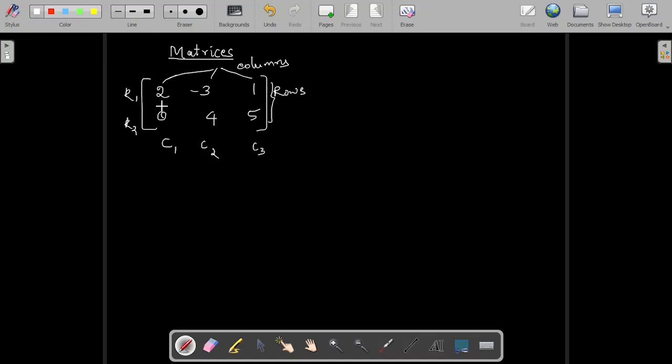The elements within this matrix are called entries of that matrix. So the first row has 2, minus 3, 1 and the second row has 0, 4, 5. The first column has 2, 0, the second column has minus 3, 4, and the third column has 1, 5. Matrices are denoted using capital letters like A equal to, B equal to, 1, 0, minus 1, 5 and so on.